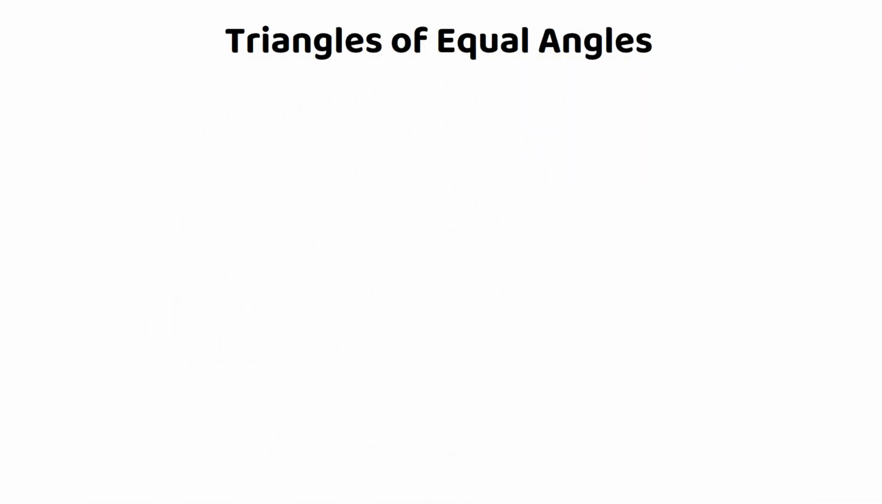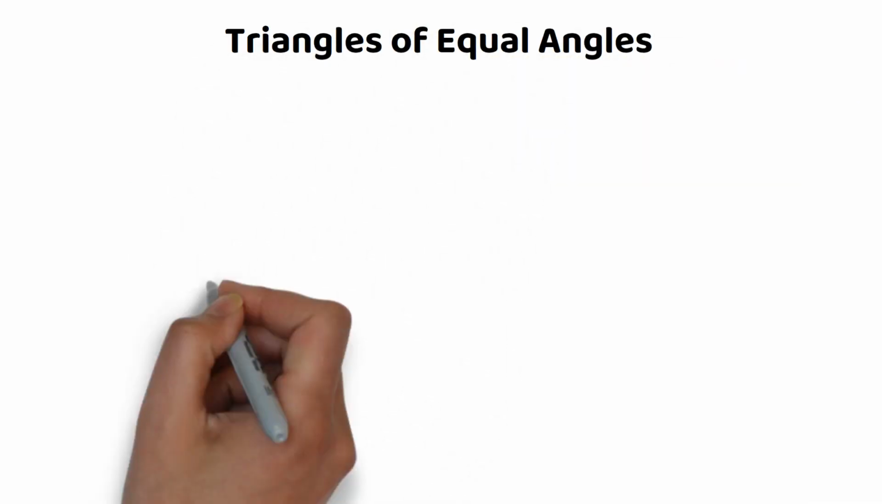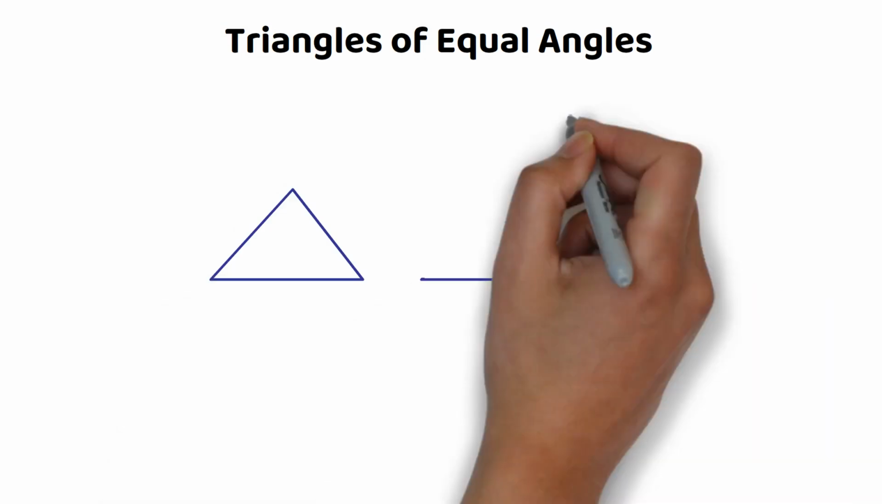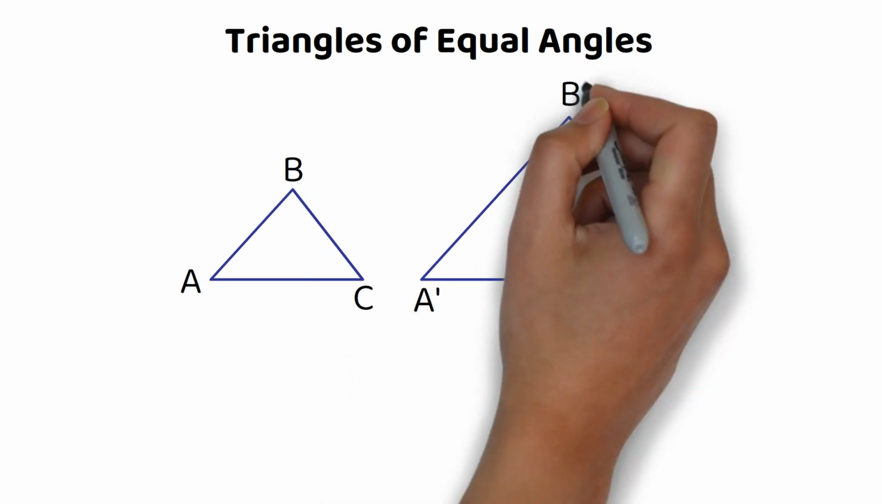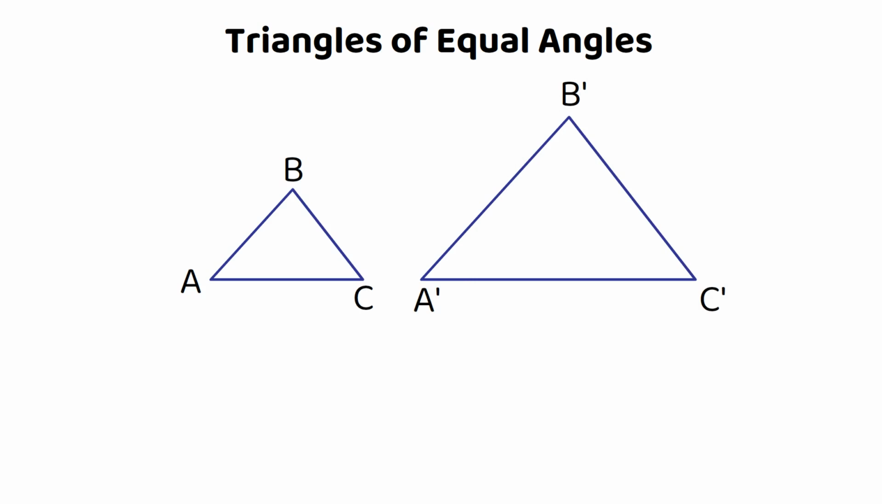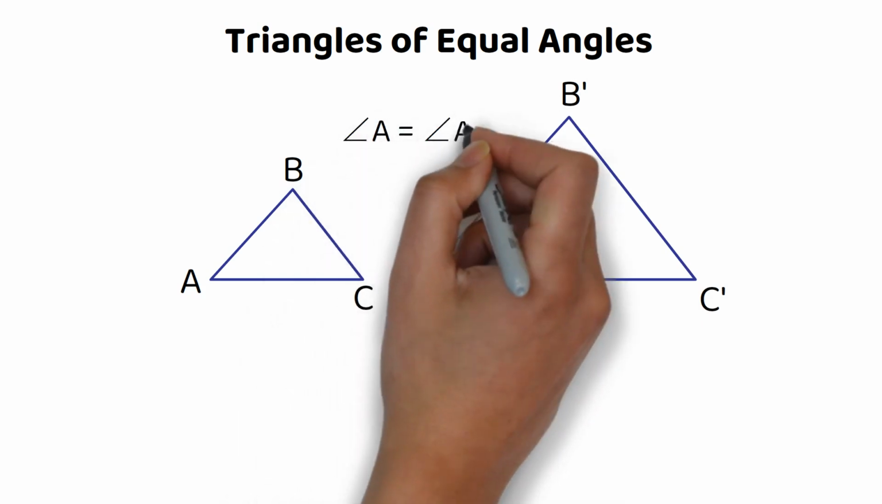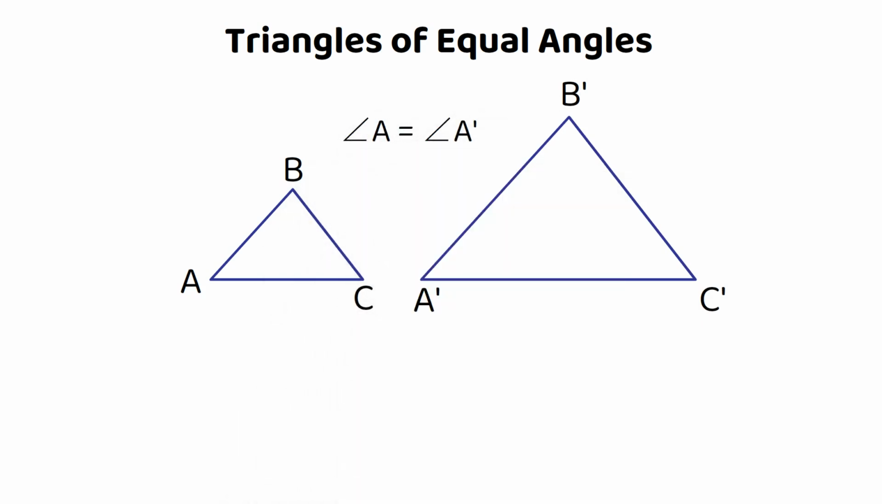Triangles of equal angles. If we have two triangles and they happen to have the same angles, then the corresponding sides to each angle form proportional triplets. In this picture, we have two triangles, and they all have the same corresponding angles. We labeled the vertices of the smaller triangle as A, B, C and the vertices of the larger triangle as A', B', C' in such a way that the angle at A is equal to the angle at A', etc.